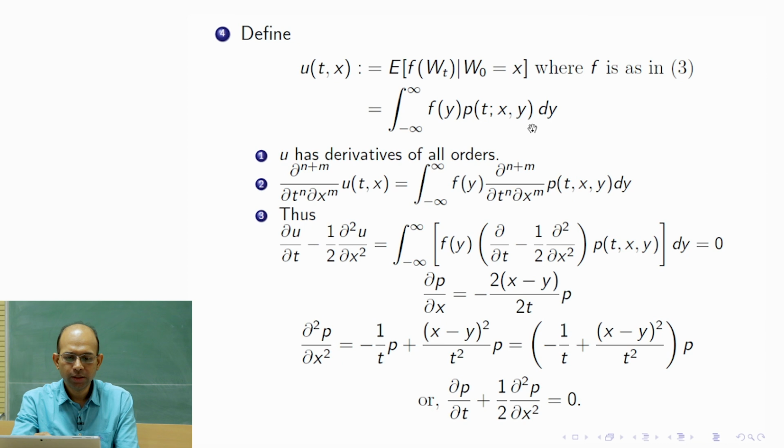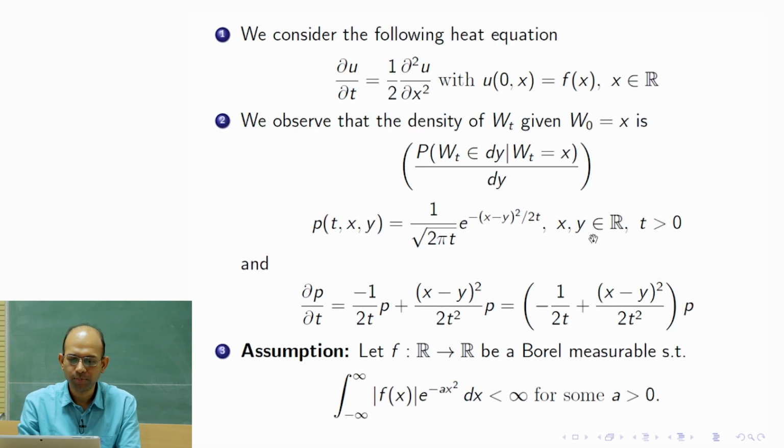And also, if u is defined this way, del u by del t minus half del 2 u by del x 2 is equal to the integral of f(y) times (del by del t minus half del 2 by del x 2) of p(t, x, y), because this comes from just above. And this part is 0. Here I have already obtained the del p by del t expression. The del p by del x expression is minus 2 times (x minus y) by 2t times p. This is coming because of the e to the power of minus sign, correct.